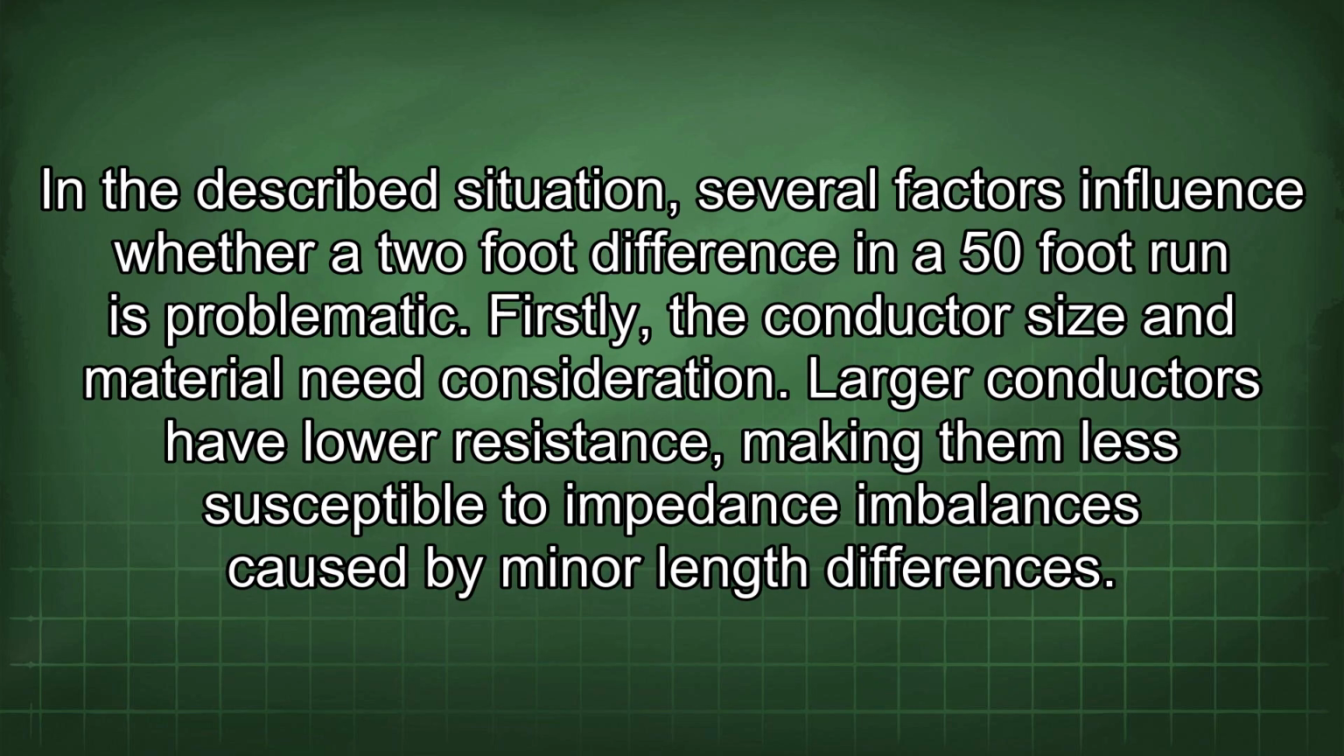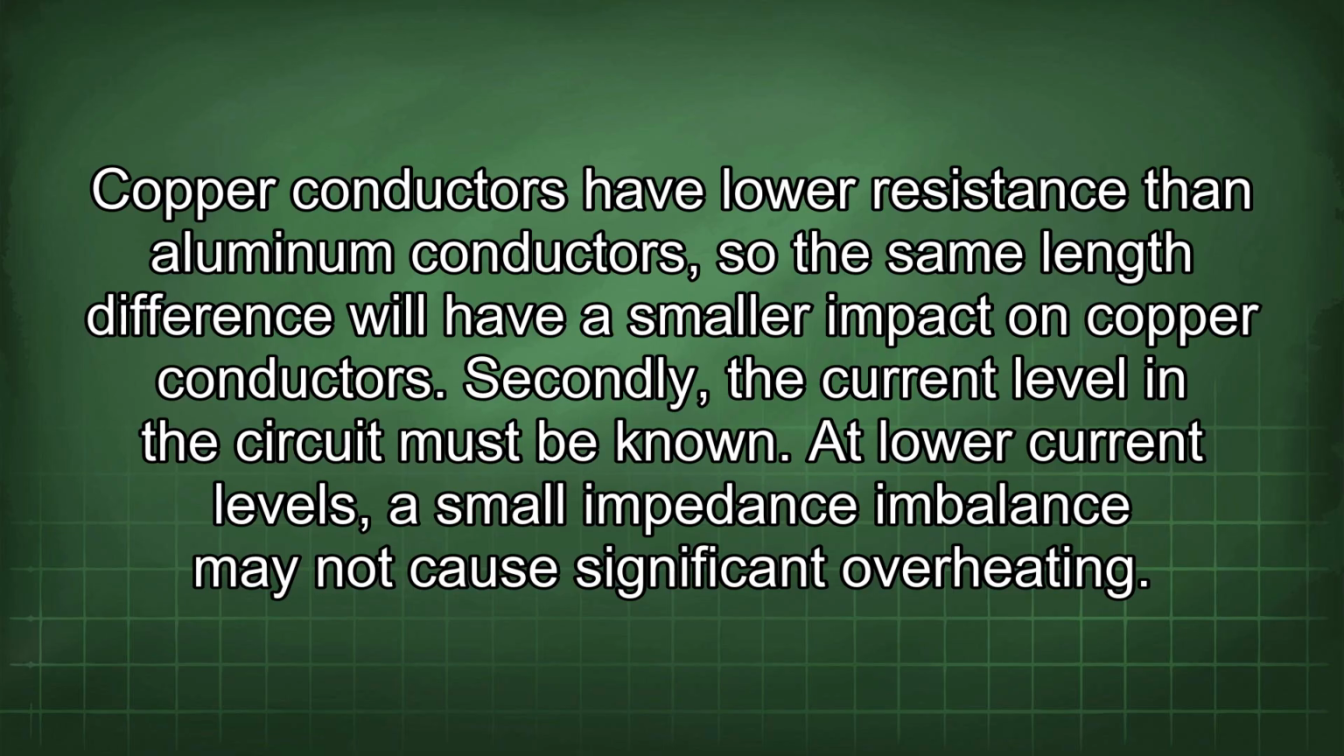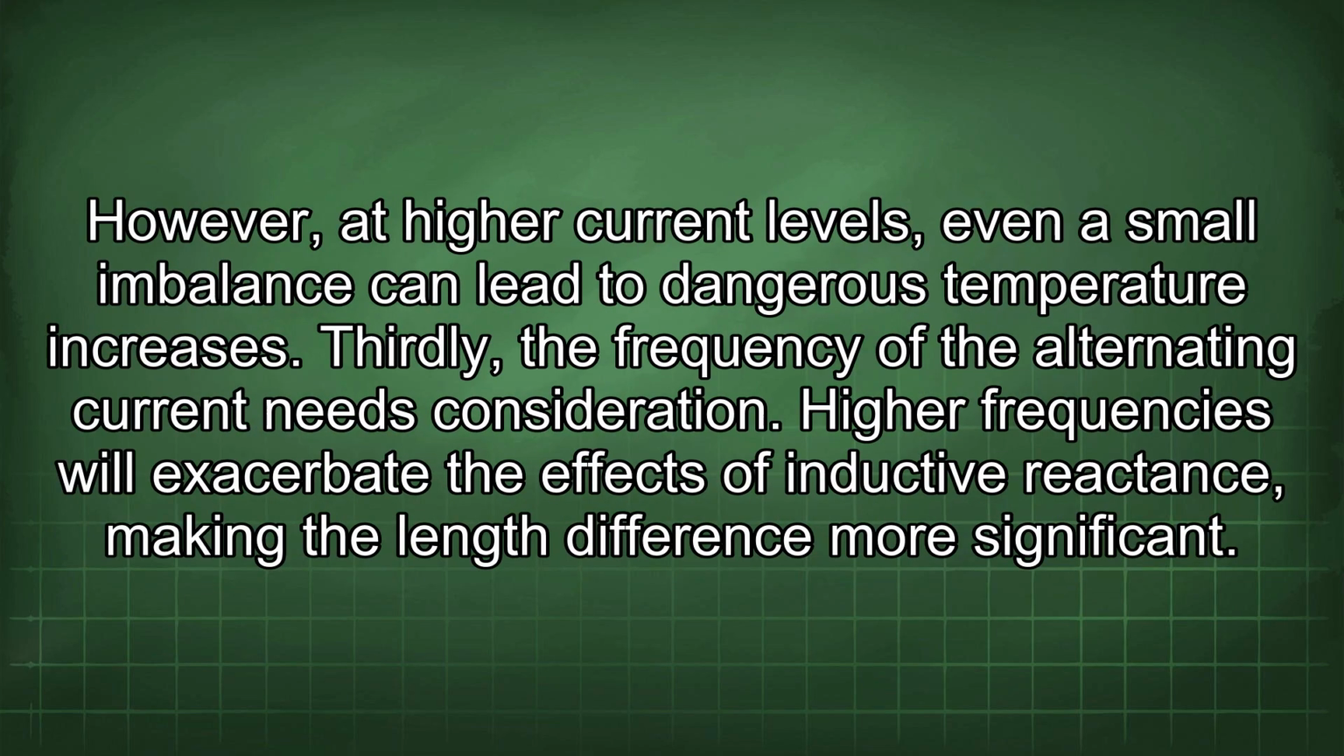In the described situation, several factors influence whether a 2-foot difference in a 50-foot run is problematic. Firstly, the conductor size and material need consideration. Larger conductors have lower resistance, making them less susceptible to impedance imbalances caused by minor length differences. Copper conductors have lower resistance than aluminum conductors, so the same length difference will have a smaller impact on copper conductors. Secondly, the current level in the circuit must be known. At lower current levels, a small impedance imbalance may not cause significant overheating. However, at higher current levels, even a small imbalance can lead to dangerous temperature increases.